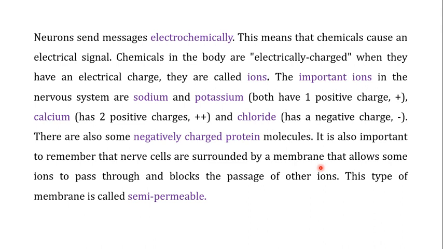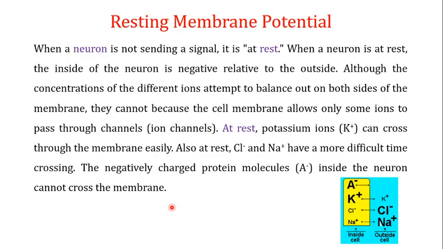This type of membrane is known as the semi-permeable membrane. It is going to allow only those ions into and out of the cell which are required for the functions of the neuron. Now, one of the important things to understand when you talk about the function of the neuron is the resting membrane potential.